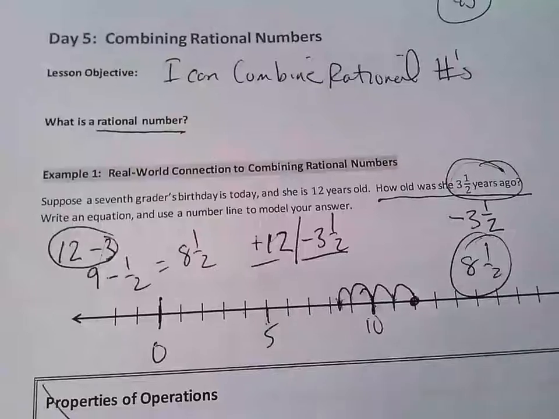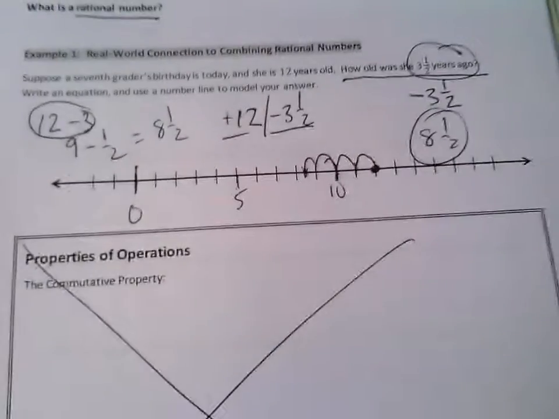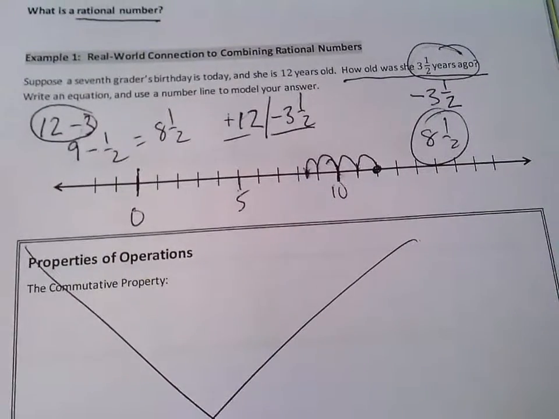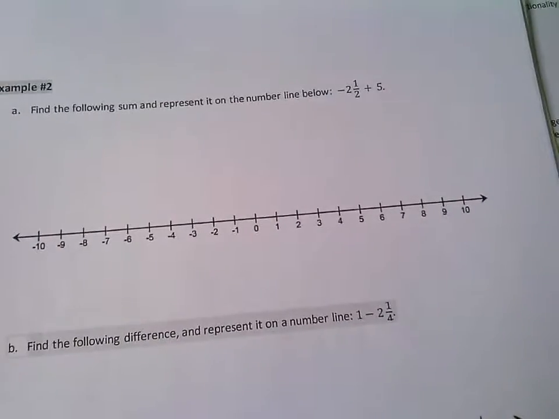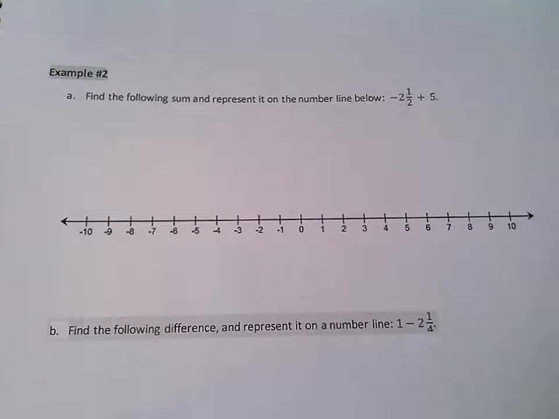All right, we're going to cross out down here at the bottom where we have the properties of operations. I accidentally put this in the wrong spot. This is really the next lesson. So there's example number 1. So here's example number 2. Just some more scenarios of combining rational numbers.